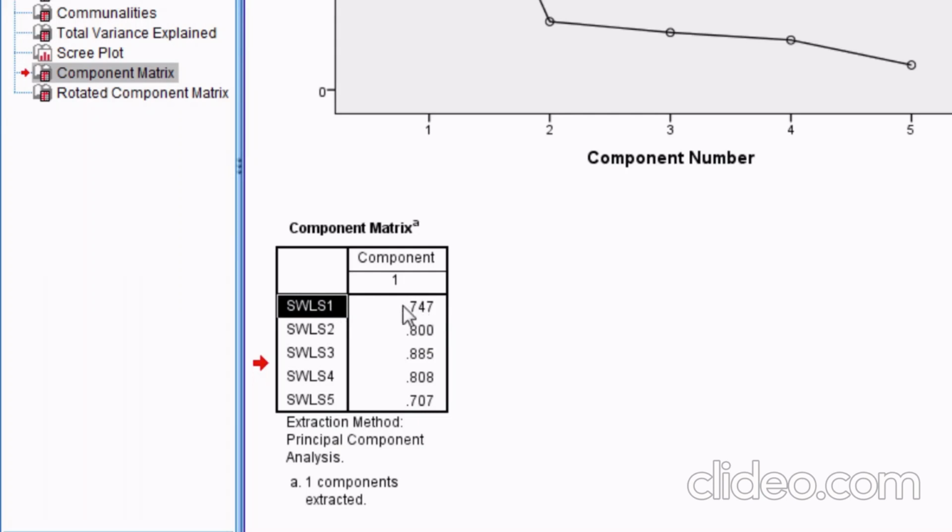So in other words, if SWLS1, let's say here, is 0.24 for example, then using the rule of 0.3, I would say this item does not load meaningfully on the component. If the rule was 0.5, but it's not, so it's 0.75 here if we round off, so it loads quite high on the component, and all these do.